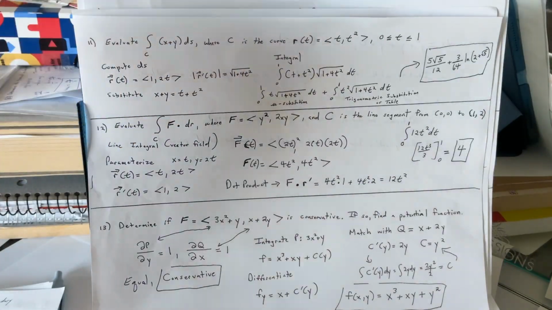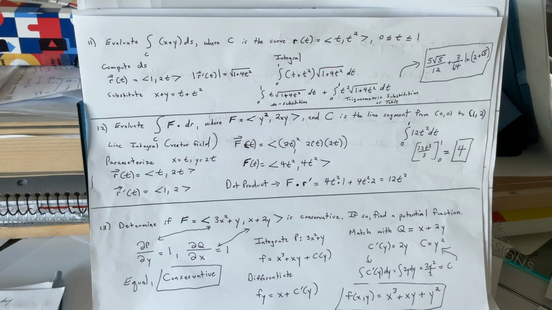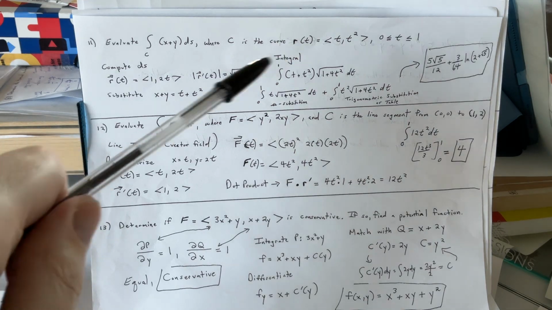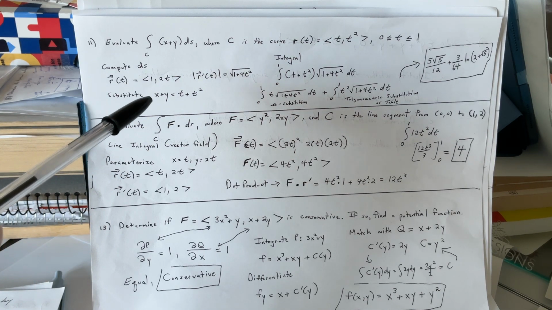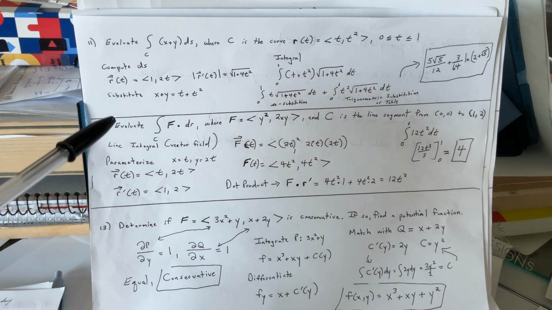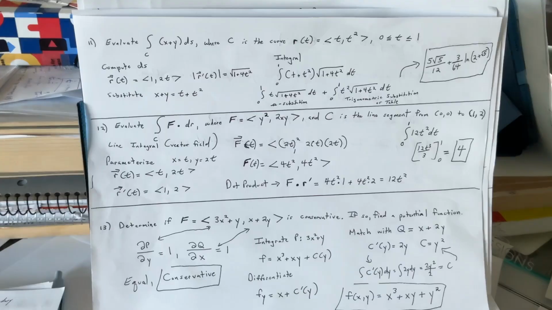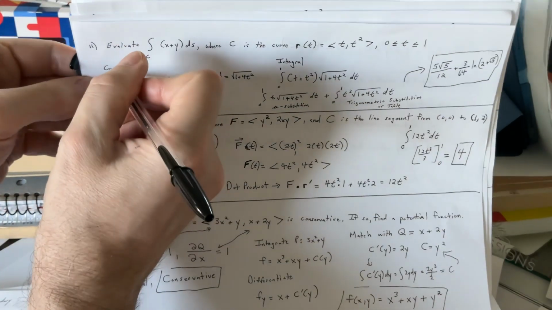Okay, number 11, 12, and 13. Now we're into the integration portion. We want to evaluate the line integral over the curve C of x plus y ds, where C is the curve r of t equals t, t squared, for t from 0 to 1. What you want to do first is compute your ds. First step, you want to find r prime of t, which is 1, 2t. I should have technically put a derivative there. Sorry about that.